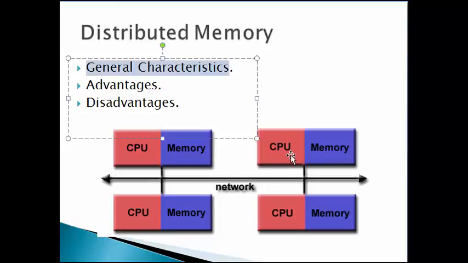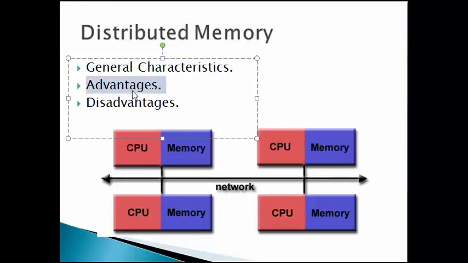4. When a processor needs access to data in another processor, it is usually the task of the programmer to explicitly define how and when data is communicated. Synchronization between tasks is likewise the programmer's responsibility. 5. The network fabric used for data transfer varies widely, though it can be as simple as Ethernet.